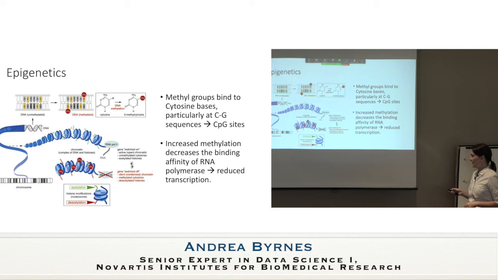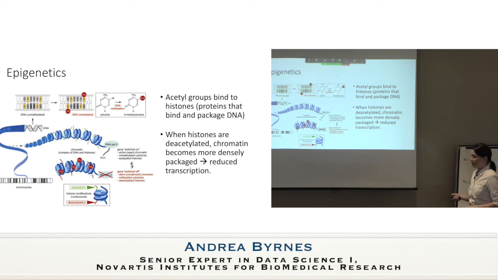So epigenetics is exactly what it sounds like. Epi, on top of, genetics, the genome. So methyl groups bind to the cytosine bases, and these create CpG sites. And increased methylation decreases the binding of RNA polymerase, which we know we need for transcription, as we talked about yesterday. So this is a cartoon of what you might think about. So if we're all coiled up, RNA polymerase can't get in there, and then the gene is switched off. Silent. This is considered silent or condensed chromatin, and the histones also tend to be deacetylated in this case.